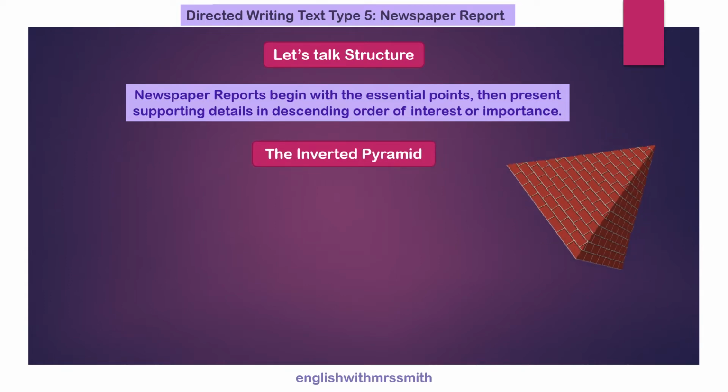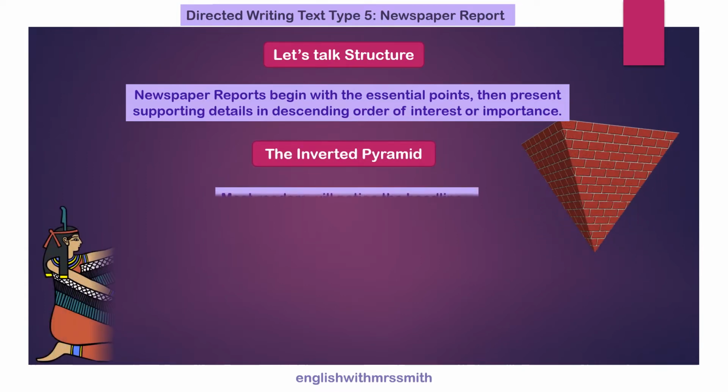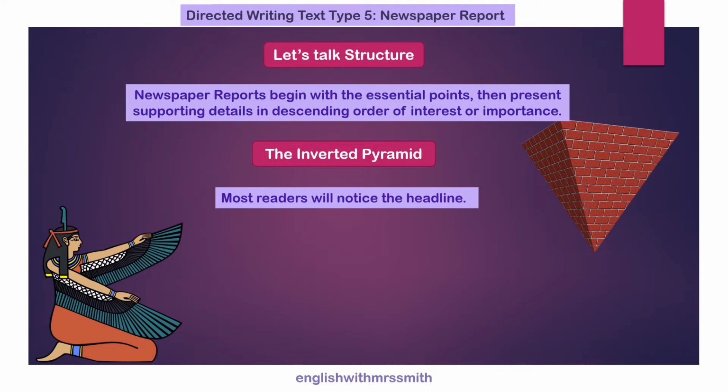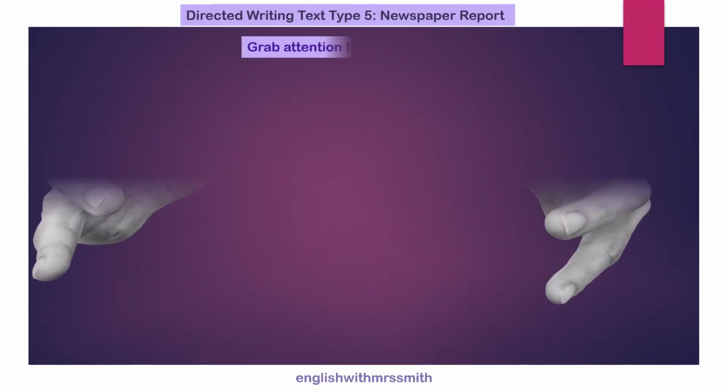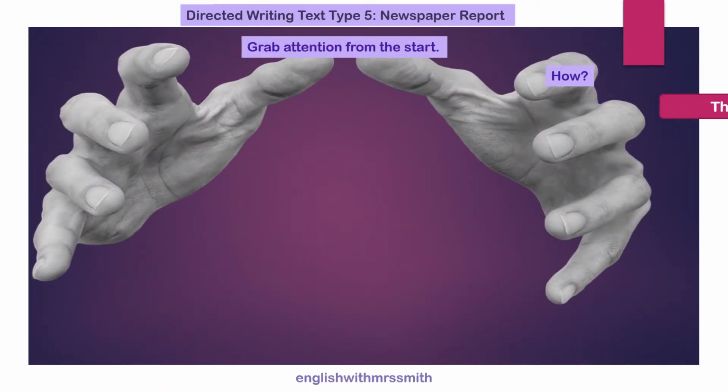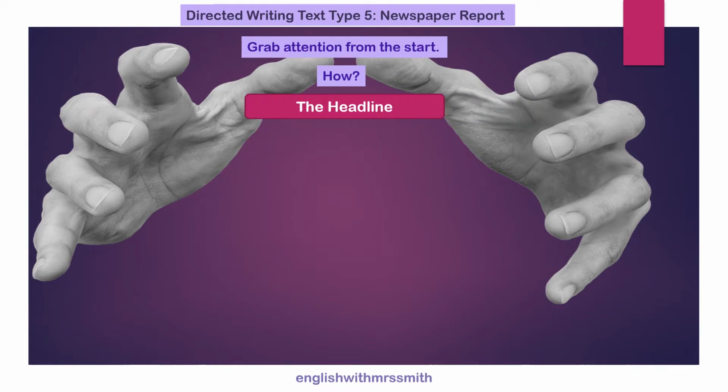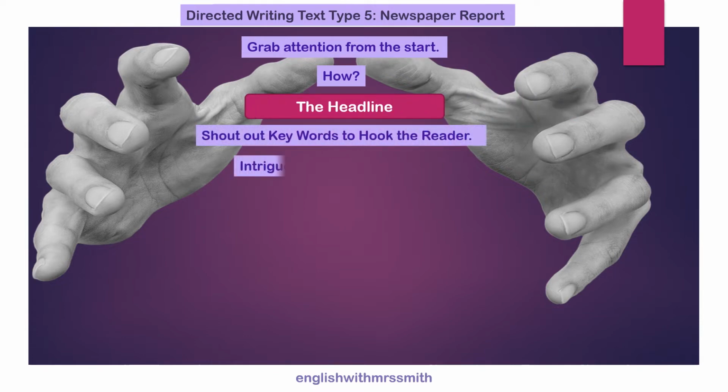This is known as the inverted pyramid, and the reason is that most readers will notice the headline. Some will read the leading paragraph, but very few will read through the entire article. A reporter knows that they have to grab the attention of their reader from the beginning. How? The headline. Shout out key words to hook the reader.